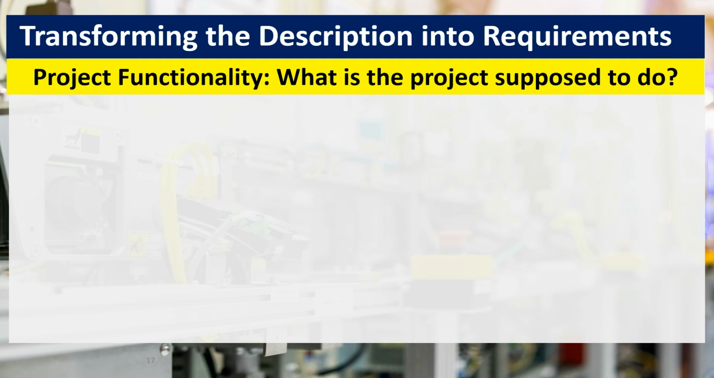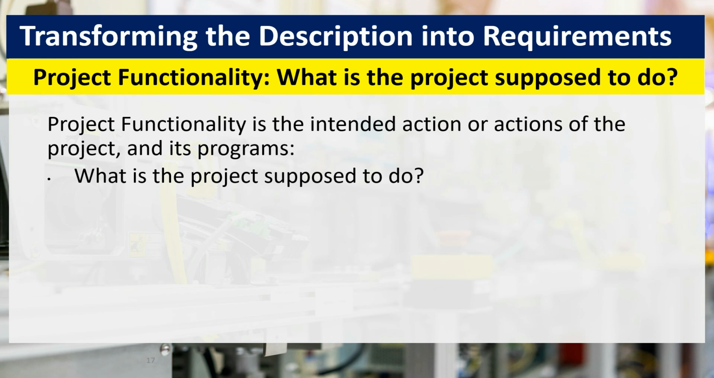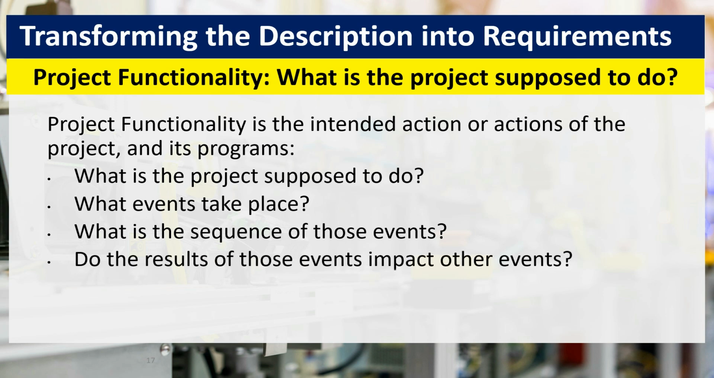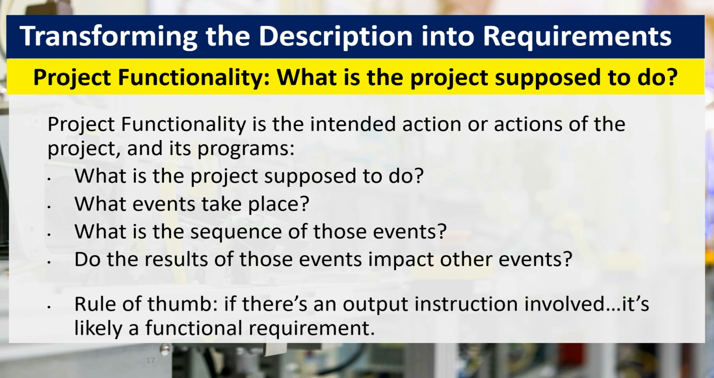Okay, so now we can start looking at the functionality. What is the project supposed to do? So project functionality is the intended action or actions of the project and its programs. What events take place? What is the sequence of those events? And do the results of those events impact other events? The rule of thumb here is, if there's an output instruction involved, it's likely a functional requirement.